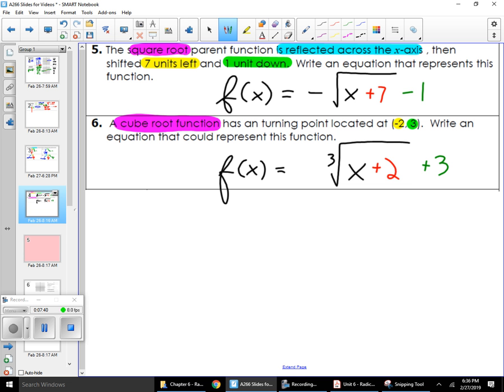So go back, take a look at these 6 different examples using all the transformations information. The next thing we're going to do is actually graph some of these square root and cube root functions. So we want to make sure you're comfortable with getting all the transformations before we have to sit down and do any real work.